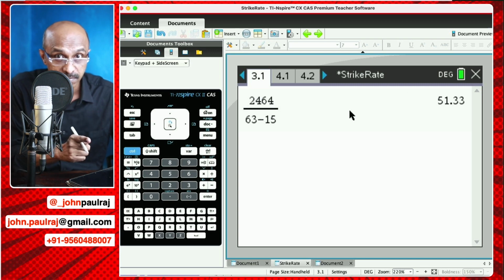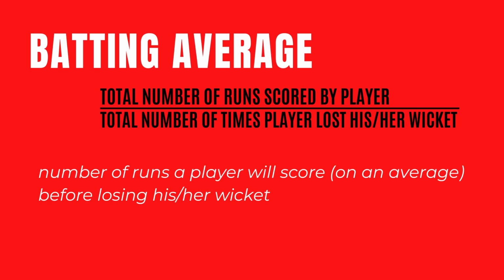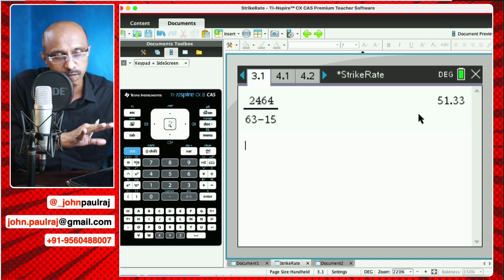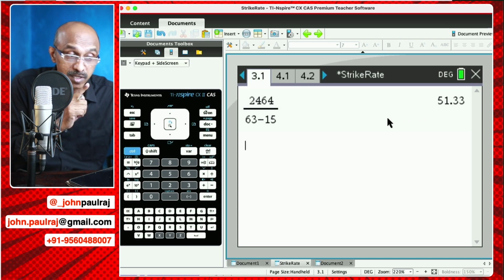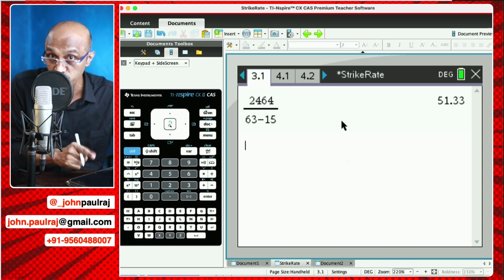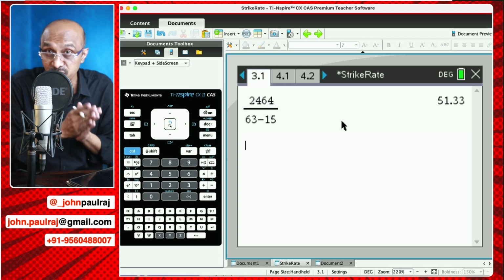before losing his wicket. I'm going to repeat that, okay? On an average in T20I, Mohammad Rizwan is going to score 51.33, that means 51 or 52 runs, every time he comes out to bat before losing his wicket. That is what this metric suggests.